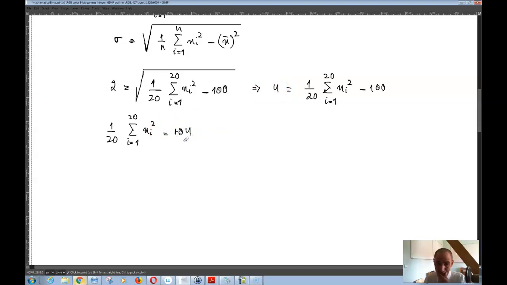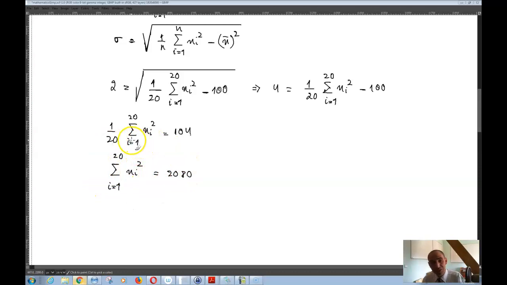Now if I multiply both sides of this equation by 20 to get rid of this fraction, I'll get 104 times 20, which is 2080. So I can say that the sum of x of i squared as i goes from 1 to 20 is equal to 2080.